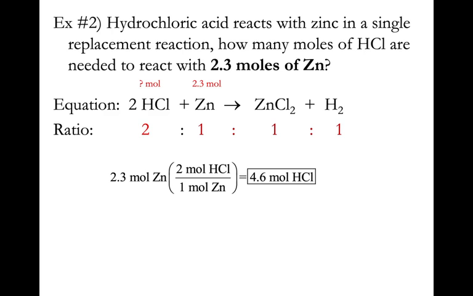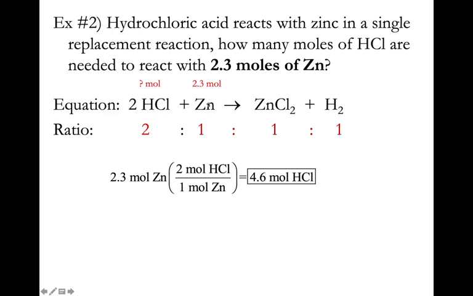It says hydrochloric acid reacts with zinc in a single replacement reaction. How many moles of HCl are needed to react with 2.3 moles of zinc? Okay, so again, the first step is you have to write down your chemical equation. So if you struggled with this or if you didn't come up with this initially, you would have had a bad time. So hydrochloric acid is HCl.